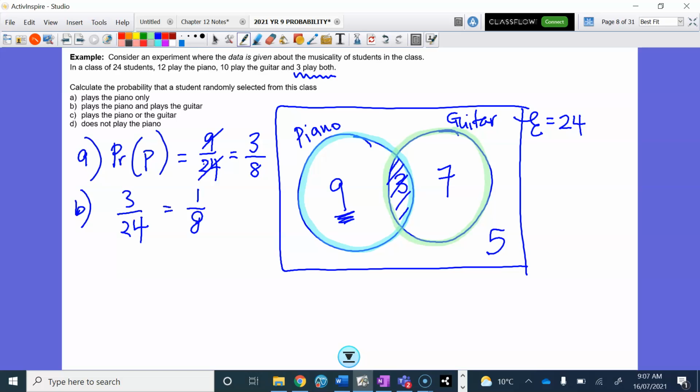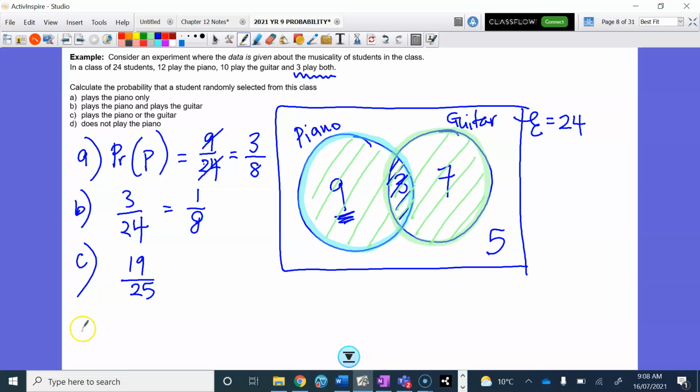If we're talking about the probability that a student plays the piano or the guitar, that could include these students that play piano, these students that play guitar, or also those students in the middle. So it's basically any student that plays any of those instruments. So we've got a probability there of 19 out of 25. They could play the piano or the guitar or both. They're all included in that question.